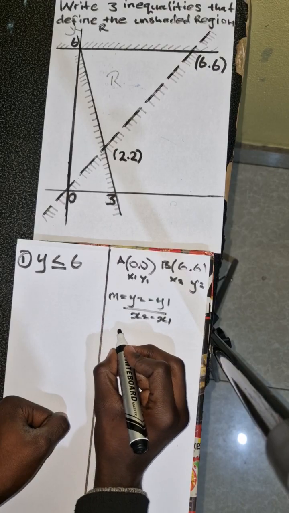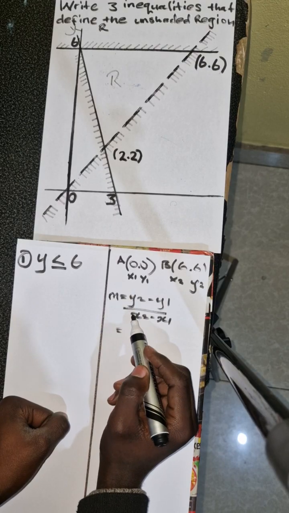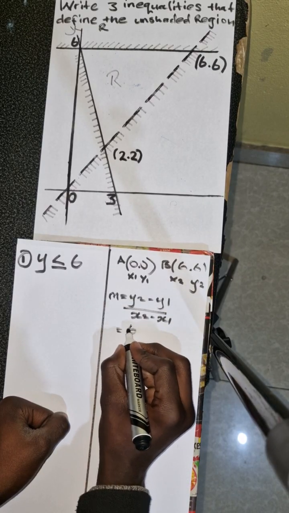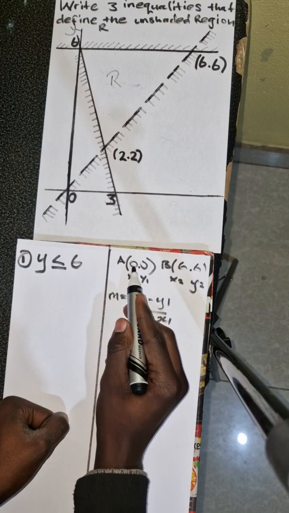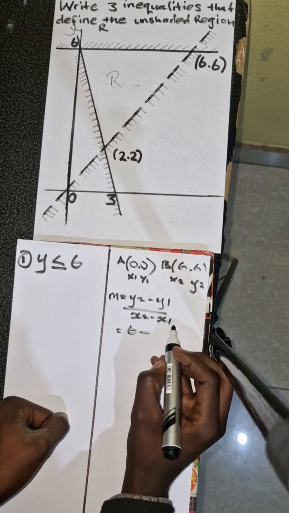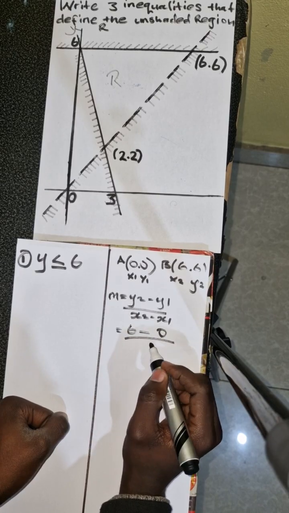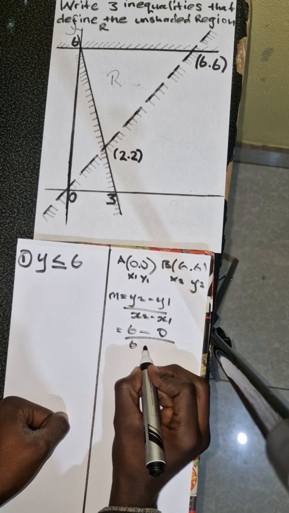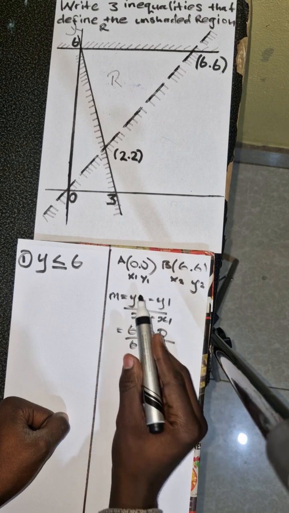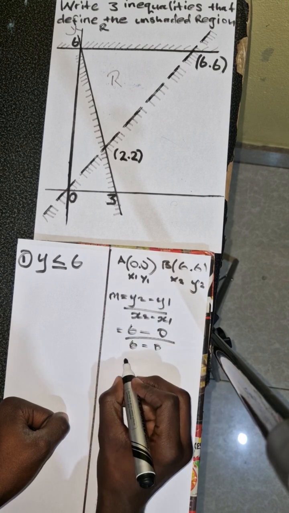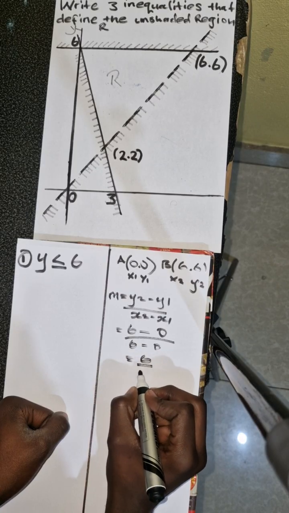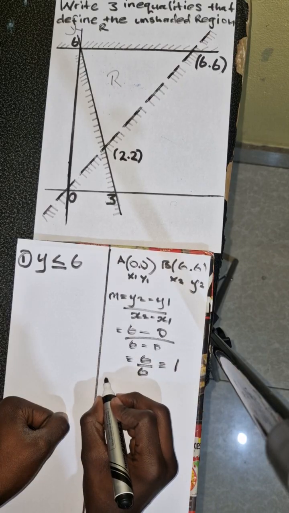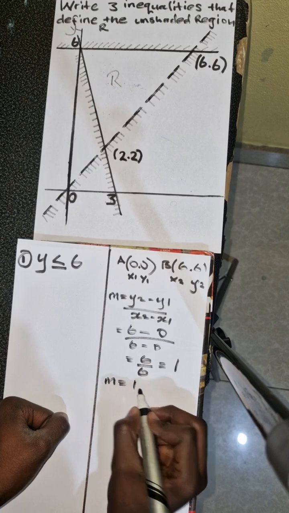So I'm going to say, what is my Y2? My Y2 is 6. So this will be 6 minus, what is my Y1? My Y1 is 0. Over, what is my X2? My X2 is 6. 6 minus, what is my X1? My X1 is 0 here. So this will be 6 over 6, which is equal to 1. So my gradient is 1.